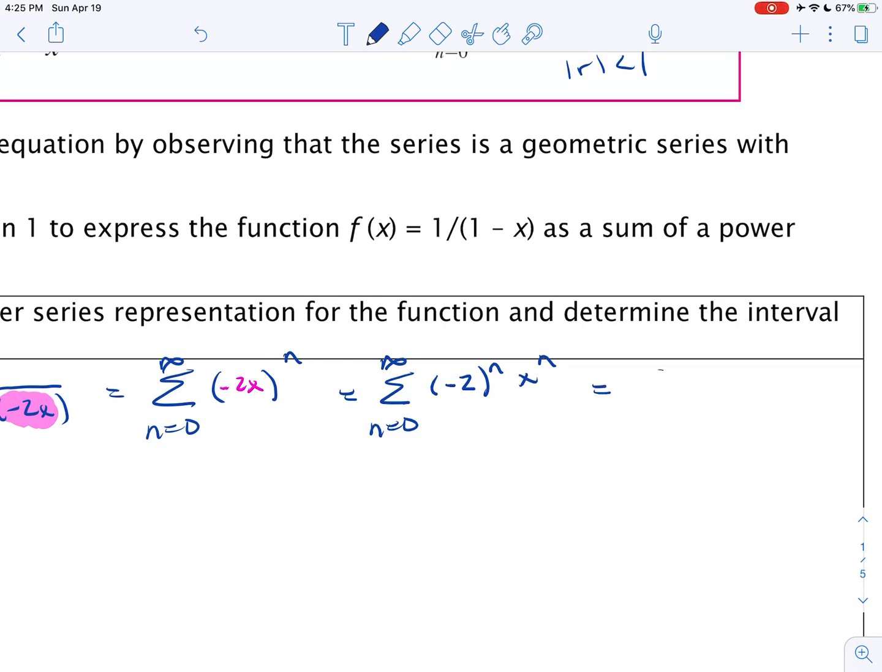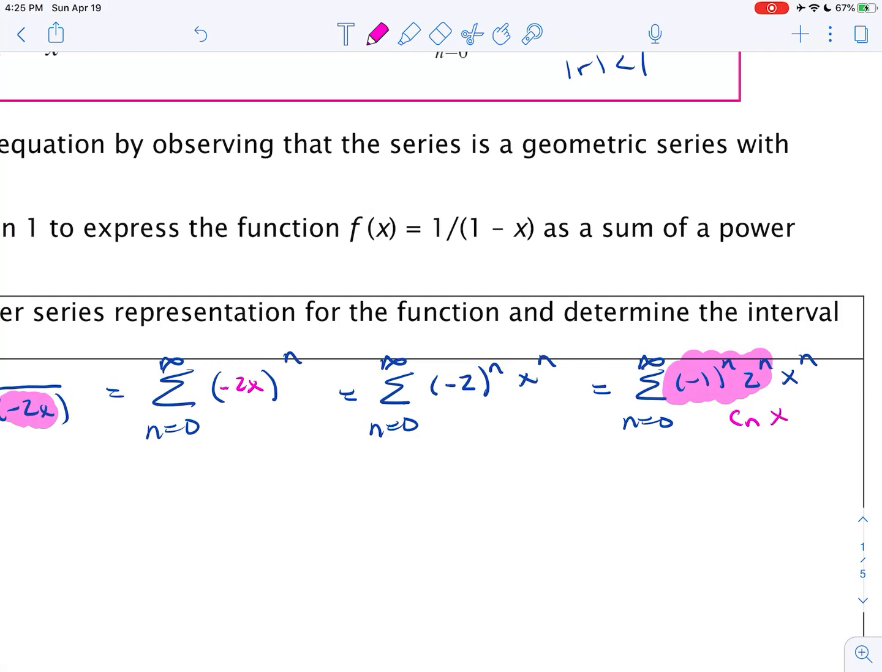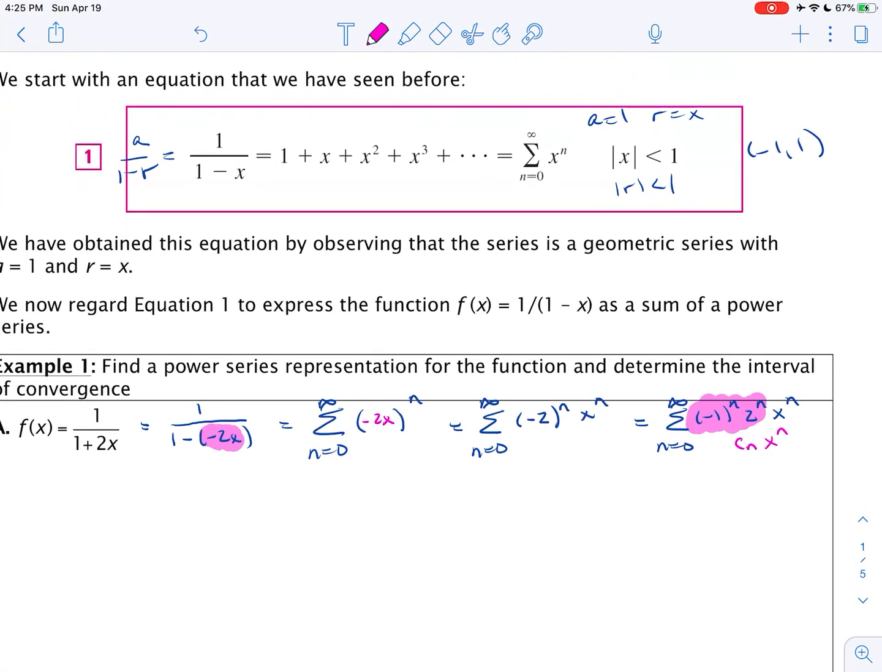I could theoretically leave it as just that, or you could go even further and say that this is equal to minus 1 to the n times 2 to the n times x to the n. And this expression in here is our c sub n, right? So we would have a c sub n times x to the n, and this is our proper power series form, and this is a power series representation for the function 1 over 1 plus 2x.